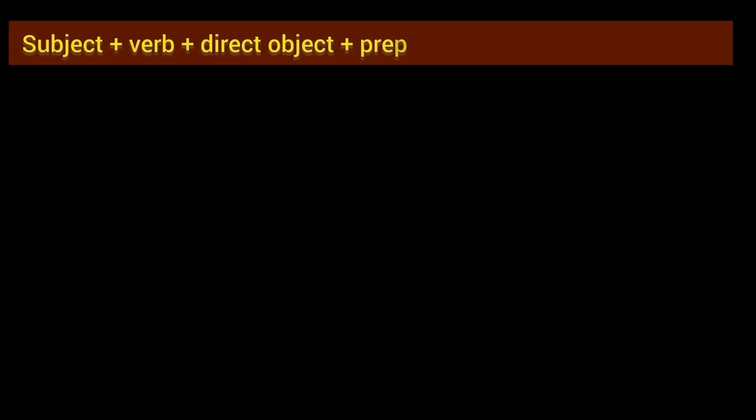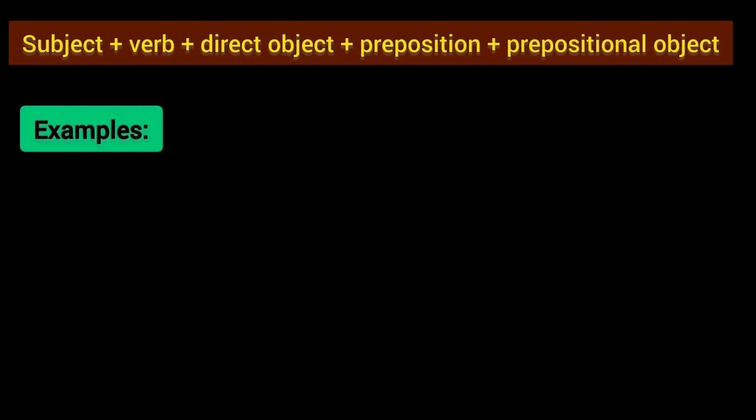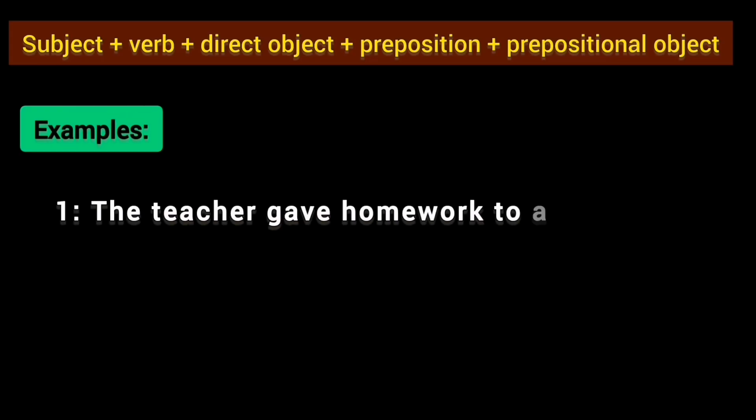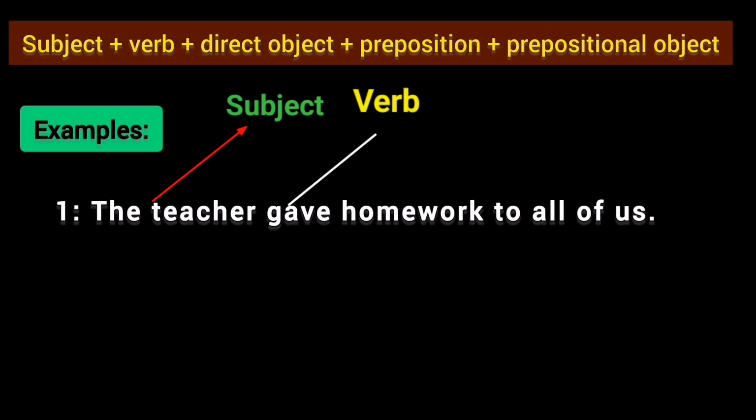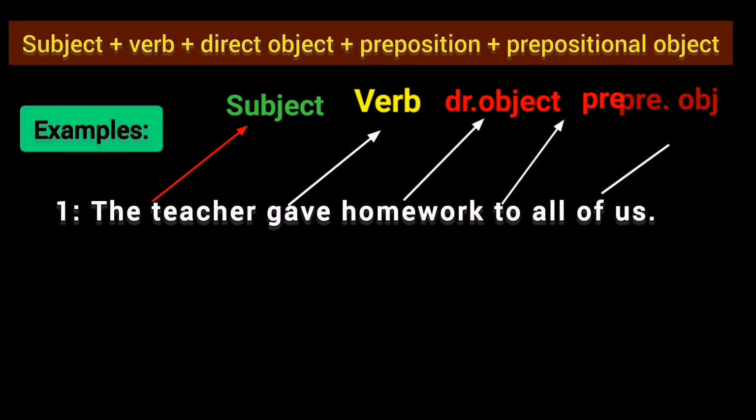Subject plus verb plus direct object plus preposition plus prepositional object. This is another structure which is also mostly used in English language. Just look at these examples. The teacher gave homework to all of us. Observe this example. The teacher is the subject, and gave is the verb, and homework is the direct object, and to is the preposition, and all of us is the prepositional object.